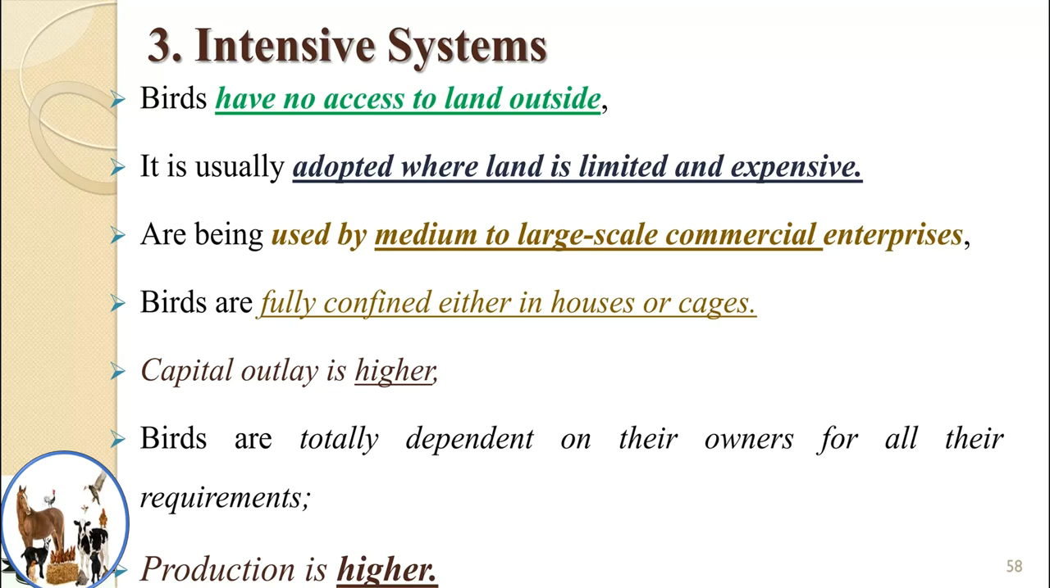Whereas the third one is the intensive system, which is used on an industrial scale. The birds have no access to land outside throughout their lifespan; they live in a restricted area which has no access to the land or outside. So this is usually adopted where land is very limited and also expensive, like the cities or the semi-urban areas.